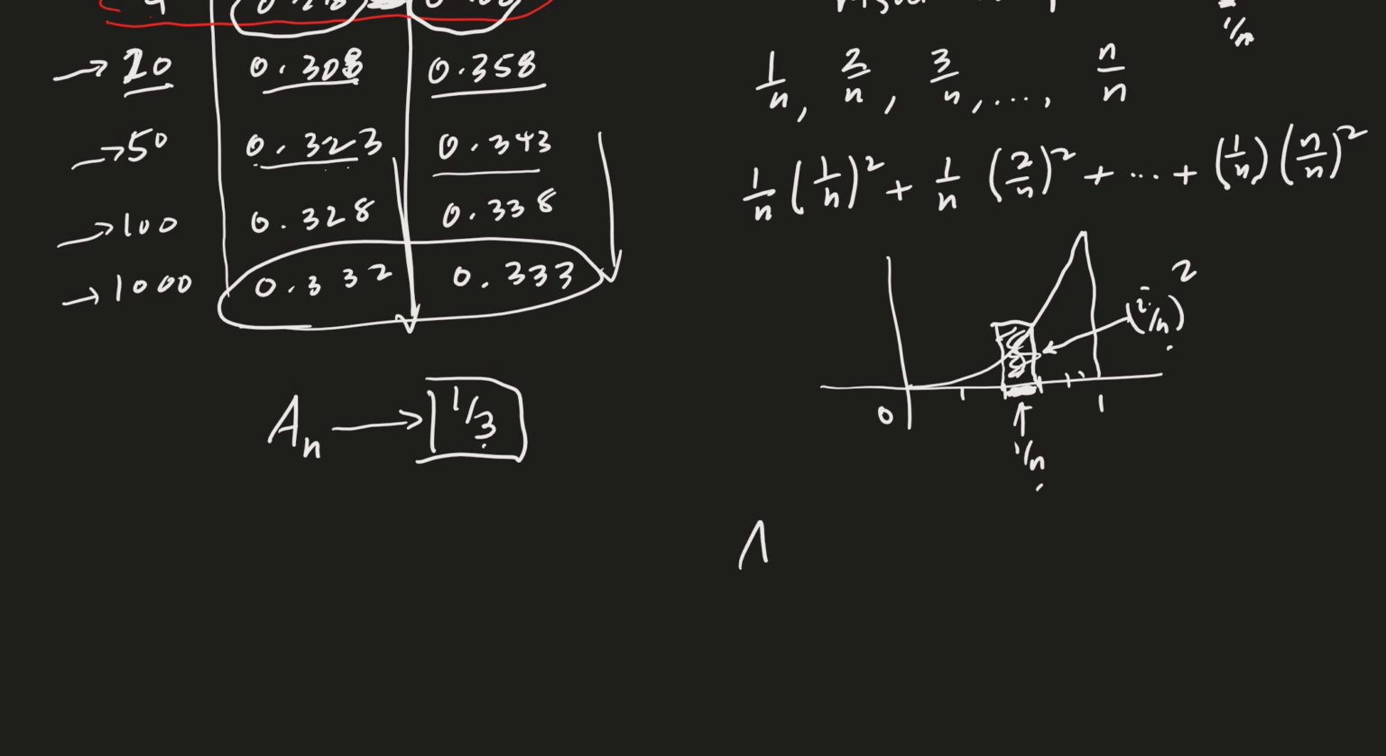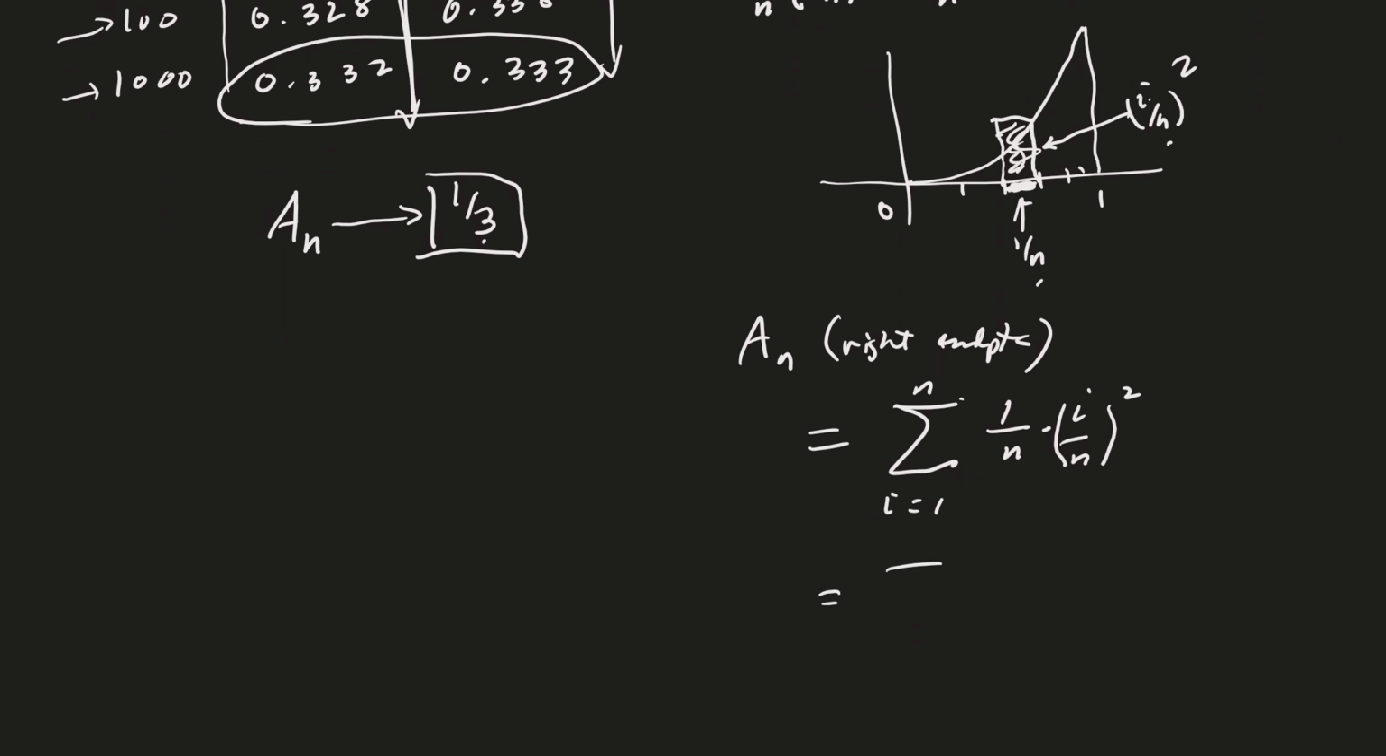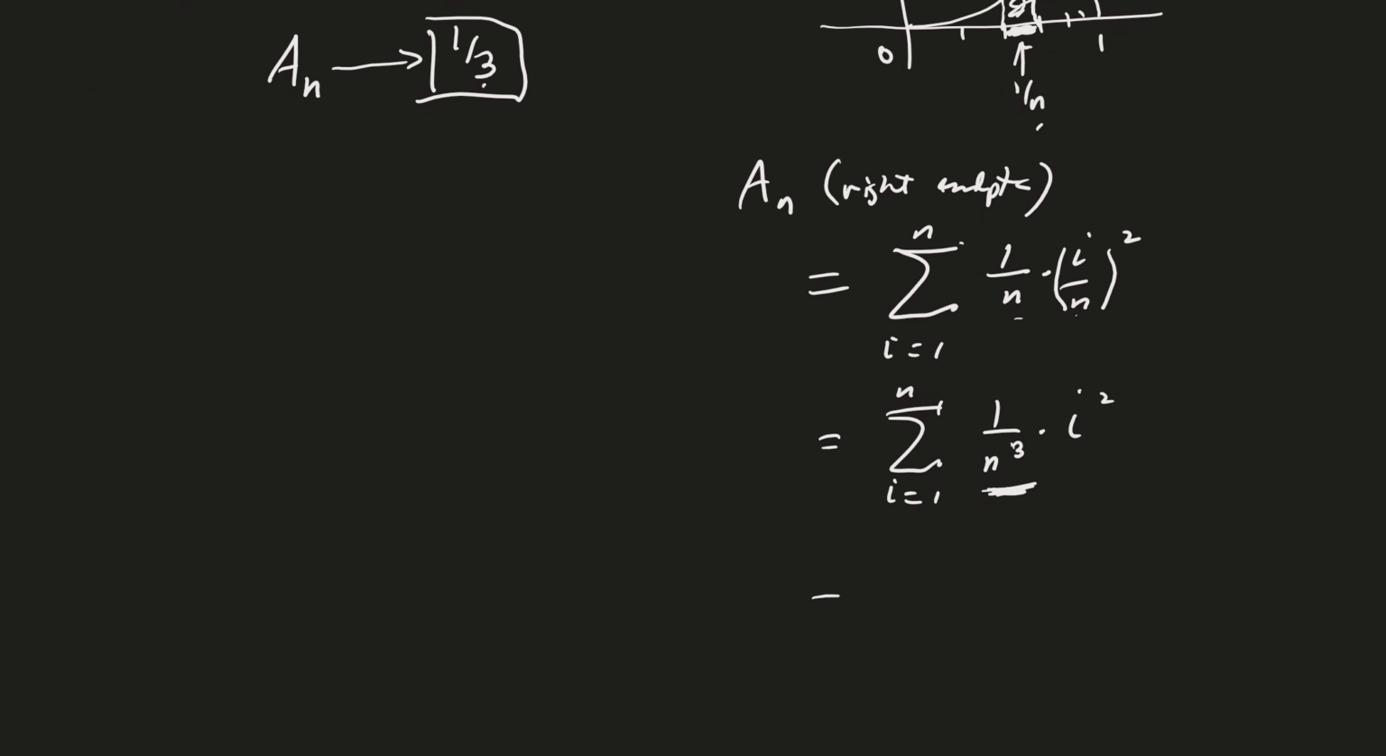And so the overall area using n rectangles, right endpoints, we can write as the sum from i equals 1 to n of 1 over n for my width times i over n squared for the height. Good. Now I can simplify this. I'll take out the 1 over n cubed, and then we'll multiply that times i squared. In fact, this doesn't have anything to do with i, so I could factor that all the way out. So this is 1 over n cubed times the sum i equals 1 to n of i squared.